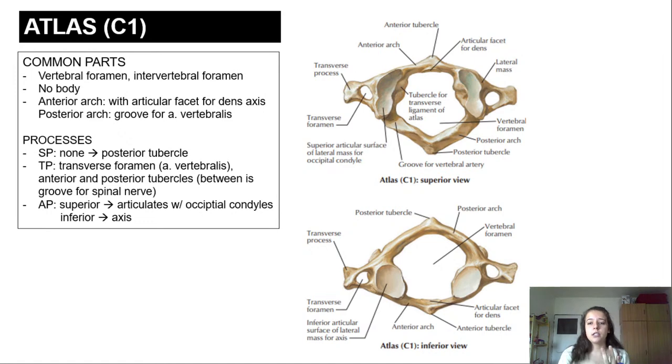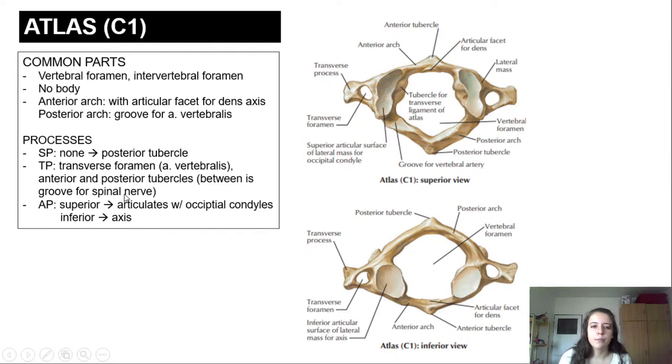So now we go to the processes. So spinous process, transverse process, and articular process. So no spinous process. Instead, we have the posterior tubercle. The transverse process is short, and it contains the transverse foramen, and also what we can call the anterior tubercle and the posterior tubercle of the transverse foramen. In between these two tubercles, so here, there should be a groove that is made for the exit of the spinal nerve.